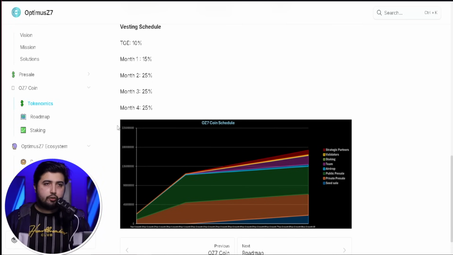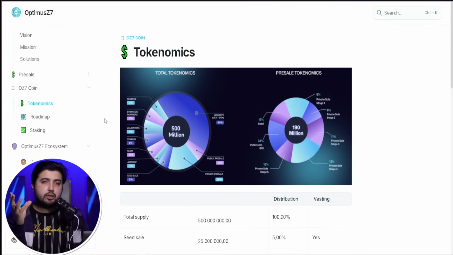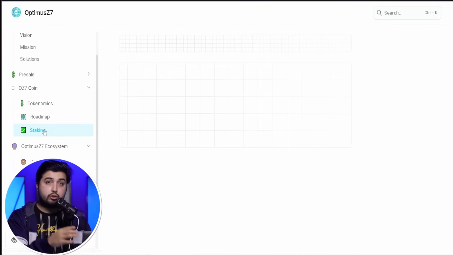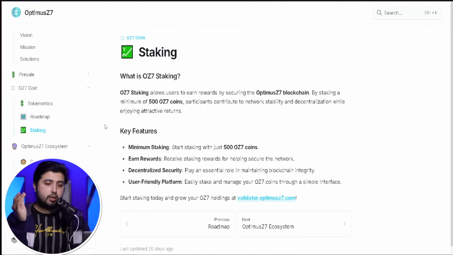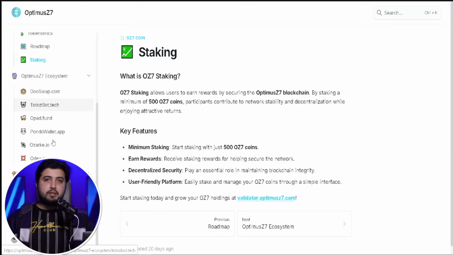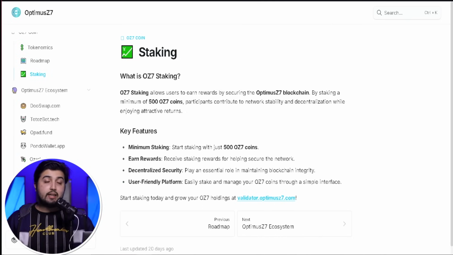So here's how users can benefit. OptimusZ7 is designed with users in mind. And here are some ways that you can benefit. First of all, we have the staking rewards. So if you stake your OZ7 coins, you earn passive income while also contributing to network security. We also have trading opportunities, like we can use their platforms DooSwap and OptimusZ7 for fast and low cost trading. We have simplified transactions with tools like ToToz Bot, which makes sending crypto as easy as sending a text.